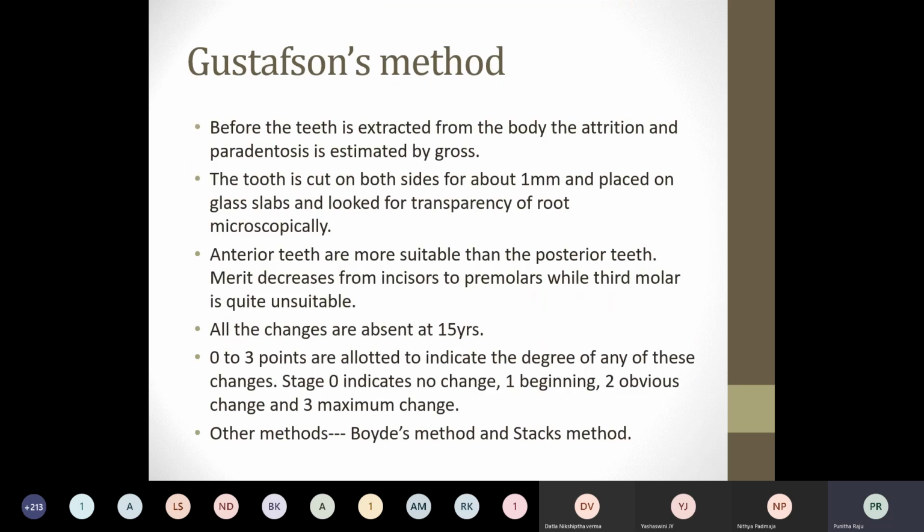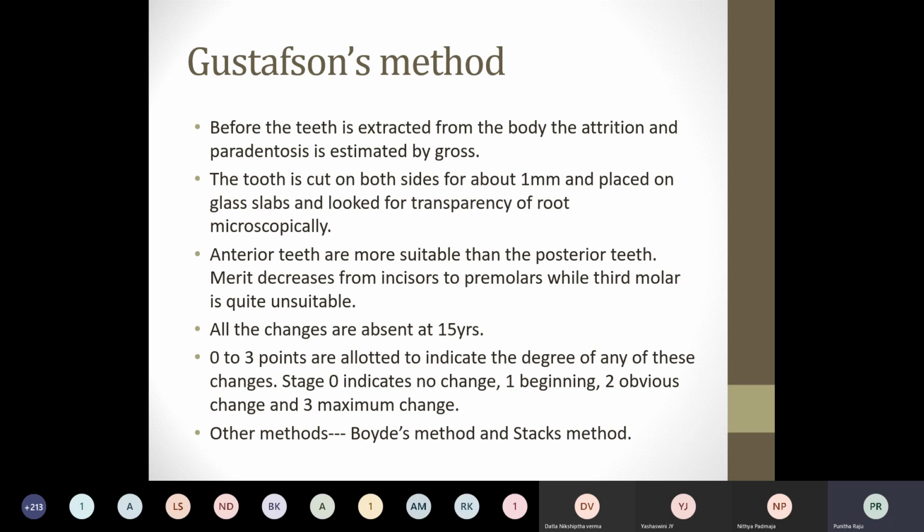So before the tooth is extracted from the body, the attrition and periodontosis are estimated by gross examination. Both of these you can tell just by seeing the tooth itself. First this has to be done, and the tooth is cut on both sides to about 1 mm and placed on a glass slab and looked at for transparency of the root microscopically. The anterior teeth are more suitable than the posterior teeth.